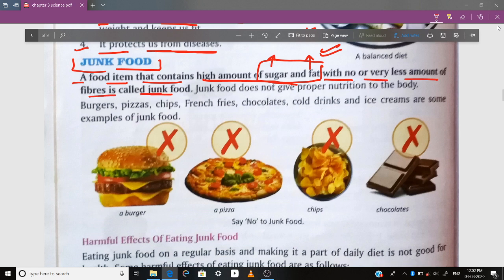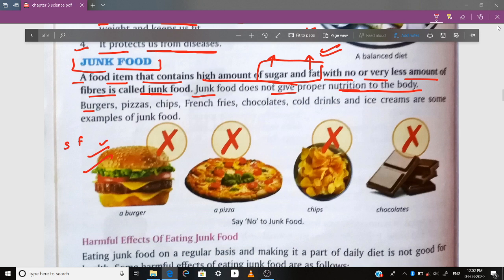food. Because junk food usually has only two things: just sugar and fat, and a very small amount of nutrients. It doesn't have protein, it doesn't have carbohydrates, or if it has, then in a very small amount. So that is why you should avoid it. Junk food does not give proper nutrients to the body.